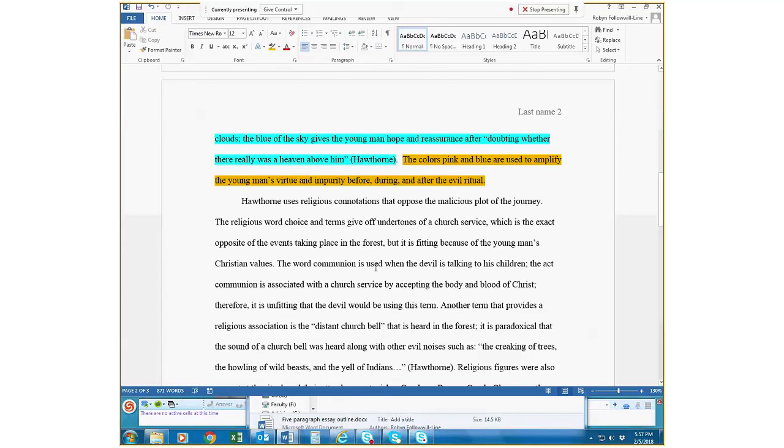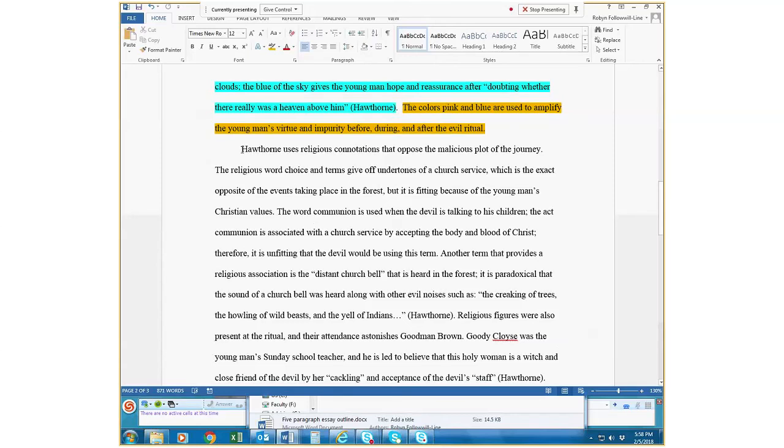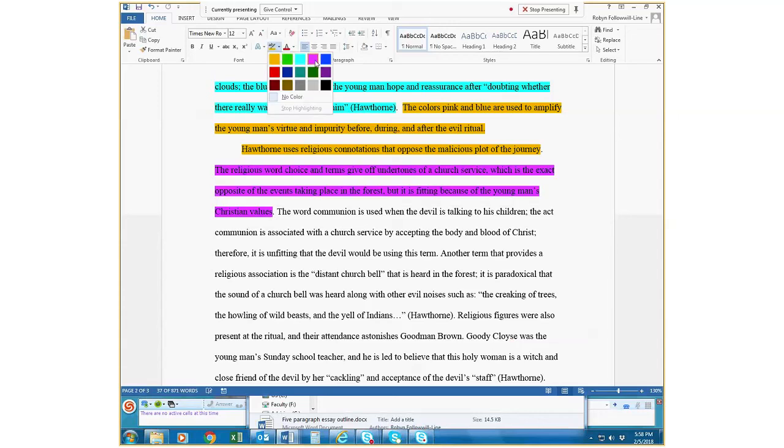Okay, so our second body paragraph. Hawthorne uses religious connotations that oppose the malicious plot of the journey. The religious word choice and terms give off the undertones of a church service, which is the exact opposite of the events taking place in the forest, but it's fitting because of the young man's Christian values. So there's our first subtopic.